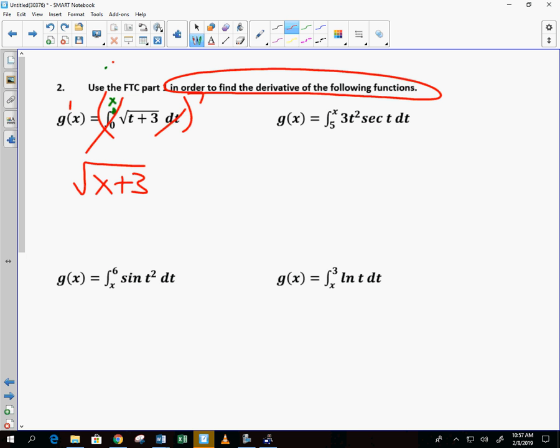G of x is equal to this. Hey, it looks really complicated, doesn't it? G of x is equal to this guy, and you want to take the derivative. So I'm going to take the derivative of both sides. The question is, what's left? Well, this goes away, and what am I left with? 3x squared, secant of x. That's it.